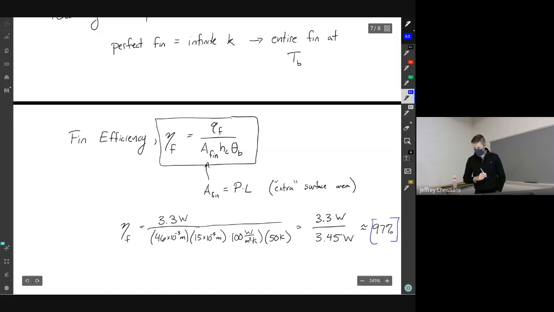So this is a good measure of whether you need to make your fin out of a different type of material. Like this, you could switch from aluminum, which has a high thermal conductivity, to copper, which has an even higher thermal conductivity. But this tells you you're not going to gain anything because you're already basically maxed out.